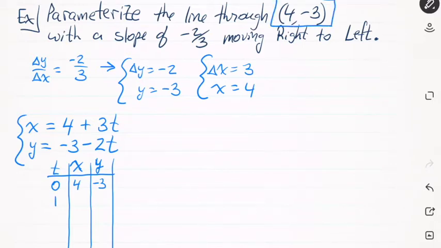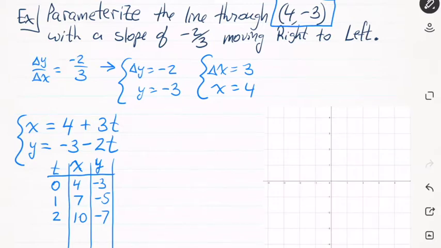And then if I let t equal 1, we're going to get 7 for the x, and we're going to get -5 for the y. And then 2, we're going to get 10 for the x, and we're going to get -7 for the y. So let's see if these coordinates are plotting right to left or left to right. So plug in (4, -3), so 4, 1, 2, 3, 4, -3 is over here. Oh, this one's going to go off my graph paper.